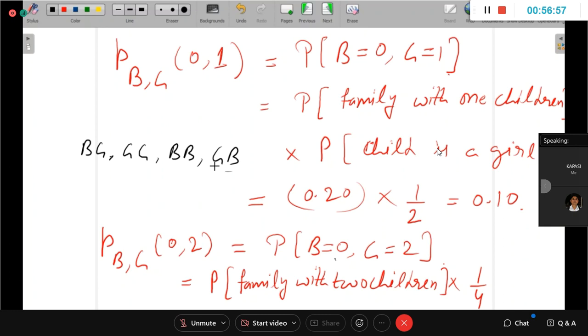Sir, when we are going for E of BG equals 1, then we take 2 by 4, right? Yes, you have to. Wait a minute. So 1, right? Yes, you have to.